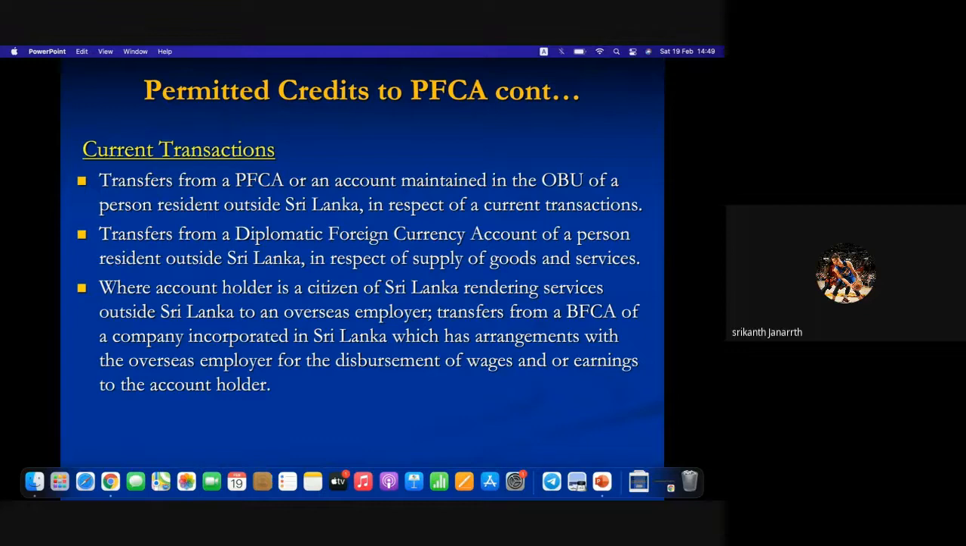There are Sri Lankan business entities which provide distribution of salaries. Suppose you are a person working in an overseas company, and your salary is paid by a local company that does the salary distribution work on behalf of the overseas employer. That local company has a BFC account. That local distribution company can transfer from its BFC account to my PFC account, because I am working for an overseas employer who outsources the salary component to the local company in Sri Lanka. So my salary can come from my overseas employer through the local distributor who maintains a BFC account. That is one of the permitted credits, right?